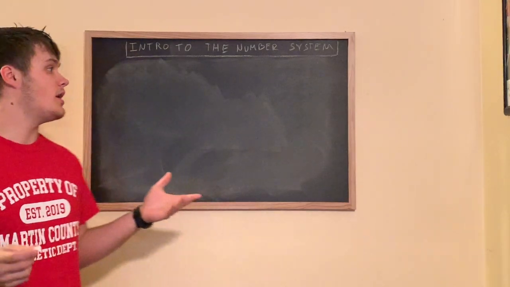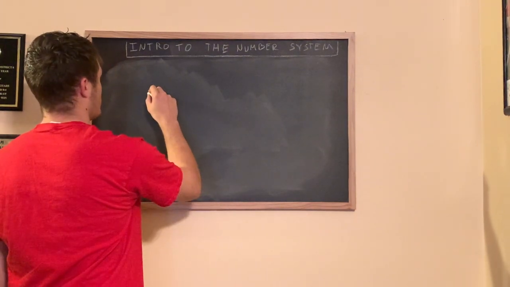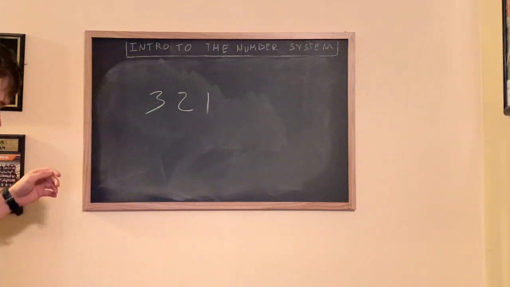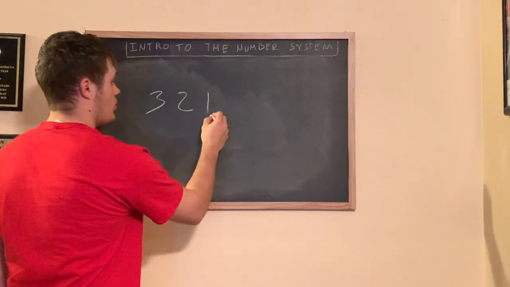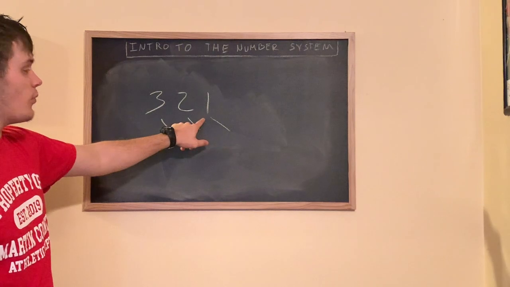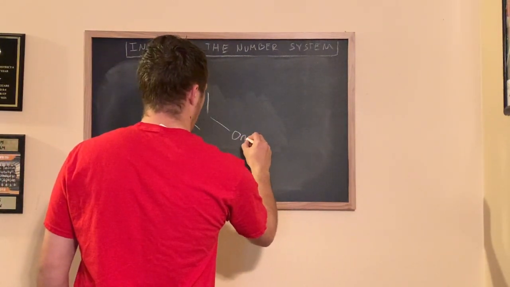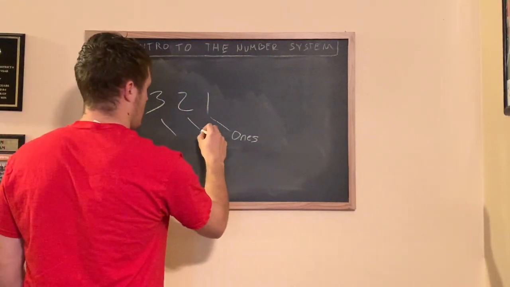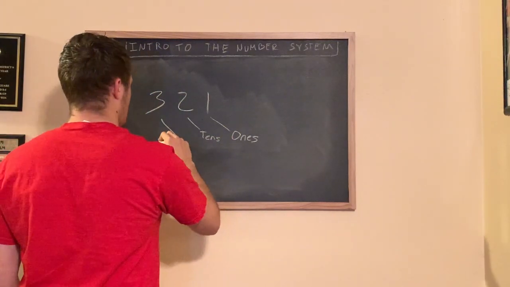So an example of how we use the base 10 number system would be if I had a number such as 321. So one big concept in number systems is place value. And we have to know what place value these numbers are in. Okay, so this 1 is in the ones place. This 2 is in the tens place. And this 3 is in the hundreds place.